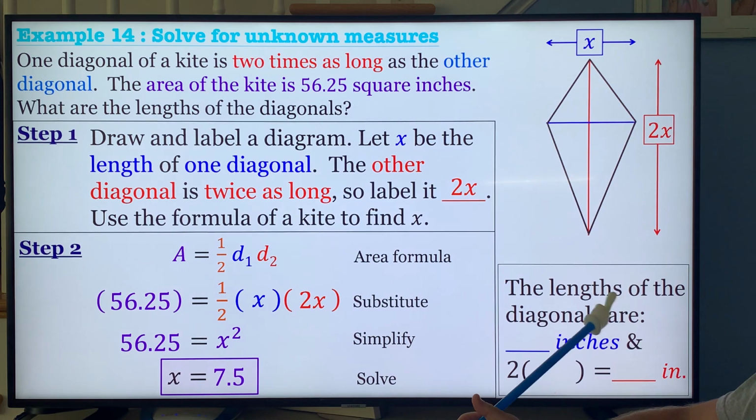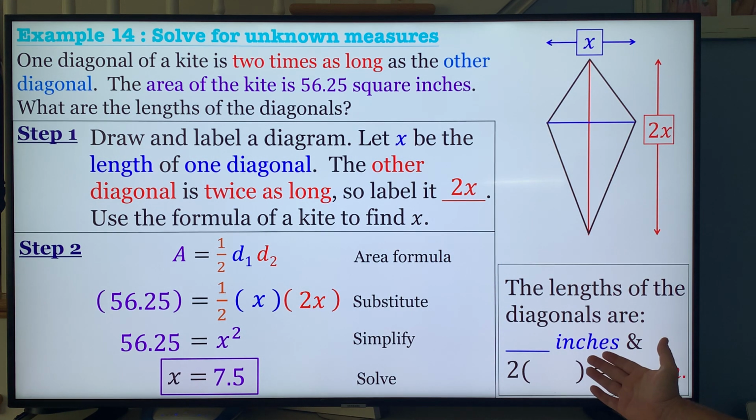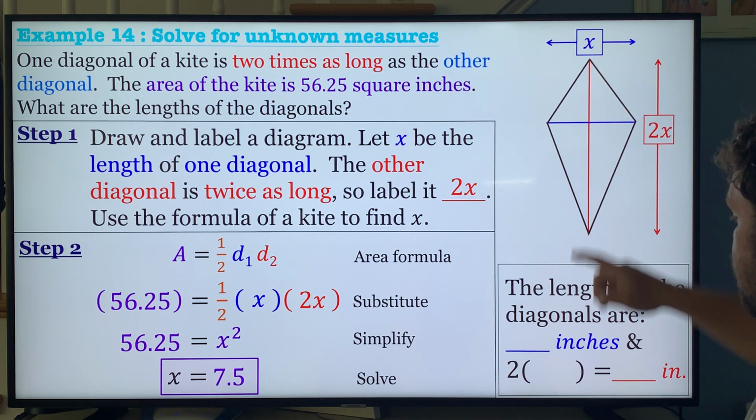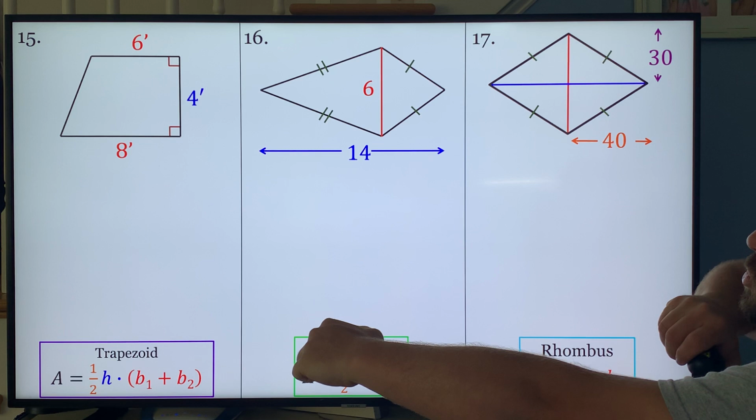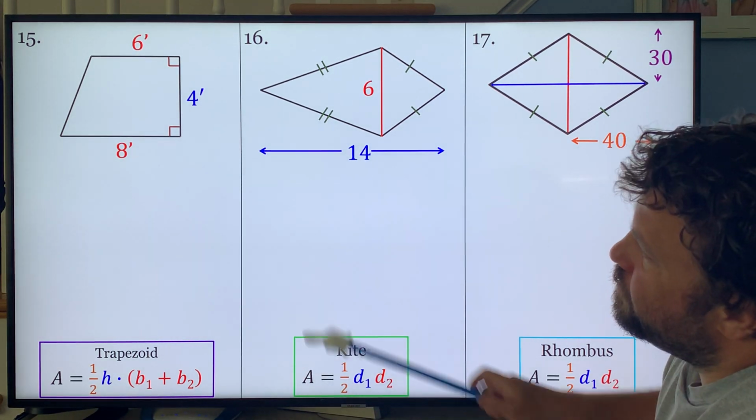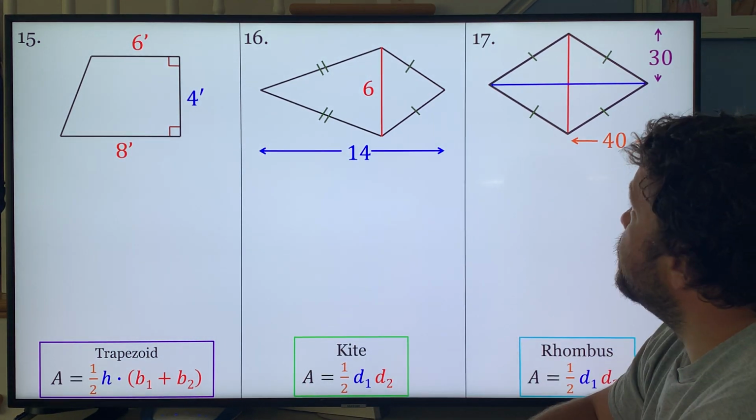Now, the lengths of the diagonals are, let's see, x is 7.5 inches. And then 2 times x is 2 times 7.5, which is 15 inches. All right, and that's it. That was easy, wasn't it? 2 more. Told you, these lessons are all easy. Find the areas, go.